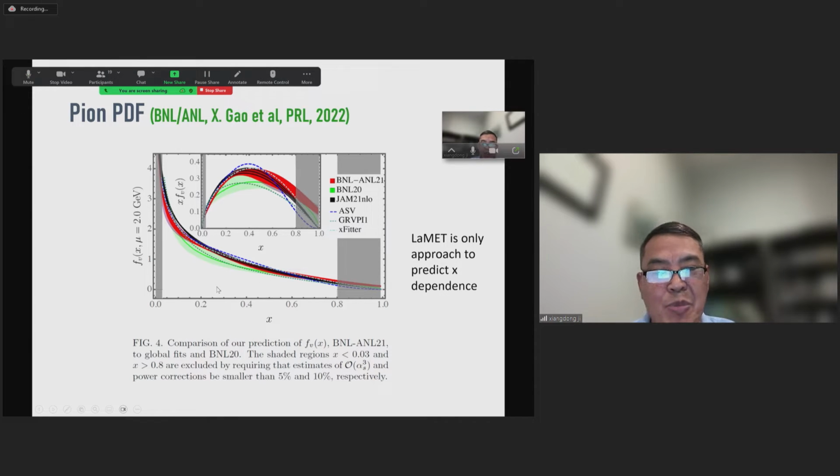Now, I have to apologize that I haven't discussed the other approaches people use to calculate on lattice and try to get the parton distributions. But LaMET is the only way you can calculate the x dependence directly, without doing phenomenological fits. And that is what I like, because the field theory should predict the x dependence, not through fitting.